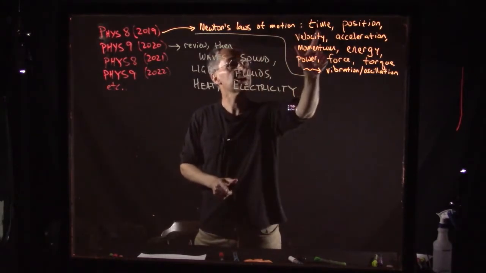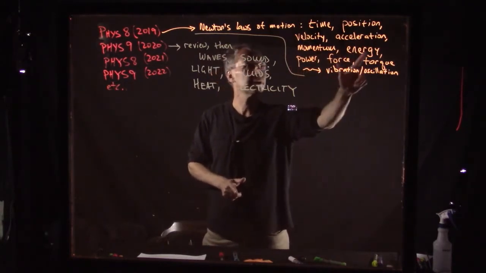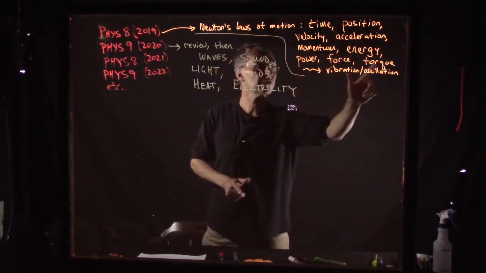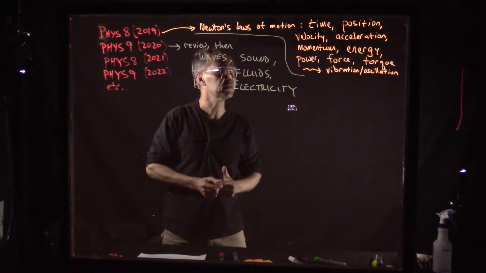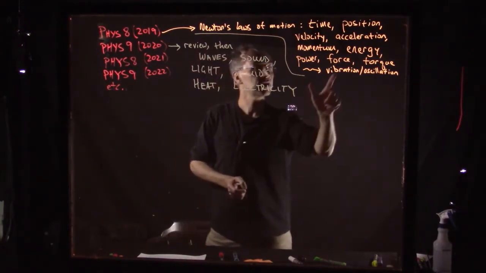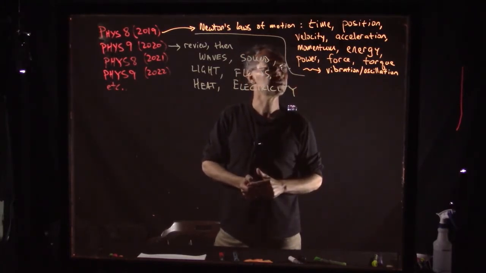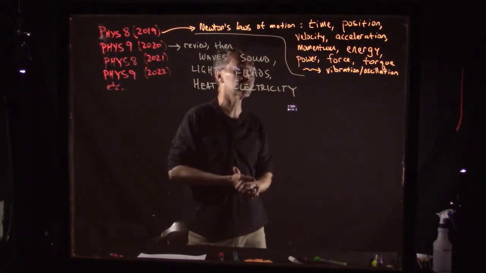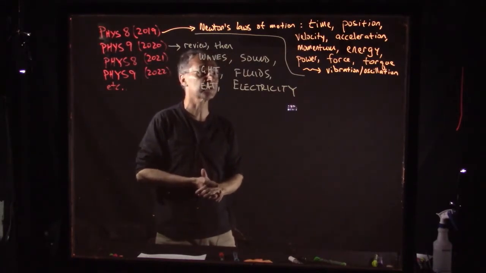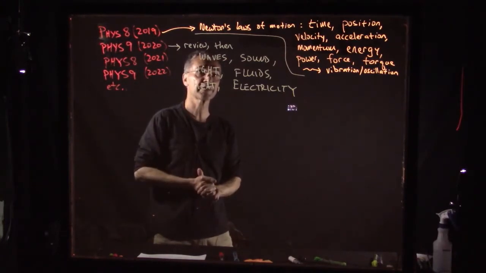And so we talk about time, position, velocity, acceleration, momentum, energy, power, force, torque. And actually, once you know force and torque, you can start to think about analyzing architectural structures. And then we finally wrap up Physics 8 with a discussion of vibration and oscillation. So Physics 8 is much more closely related to the architectural structures aspect of your architecture education, whereas Physics 9 is going to turn out to be much more closely related to kind of the environmental systems side of architecture.